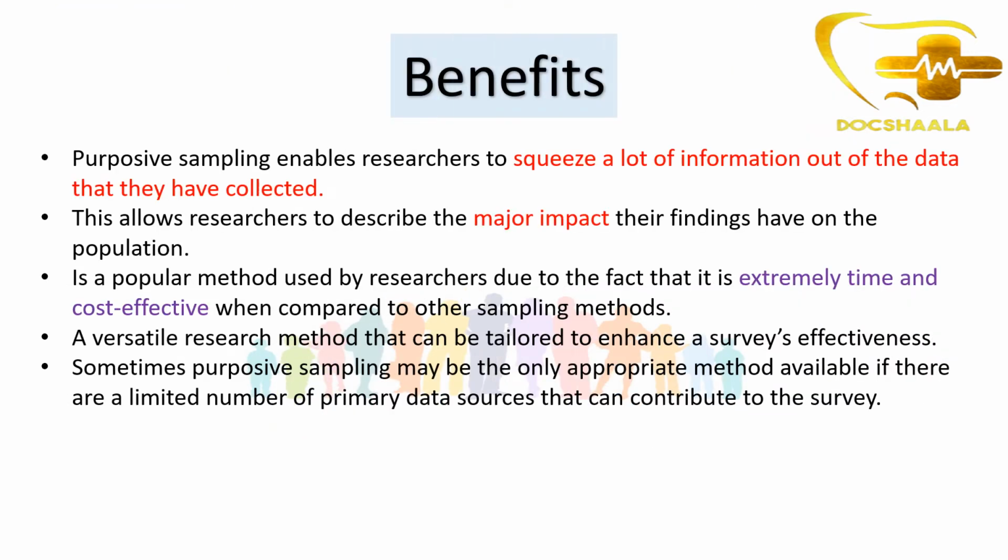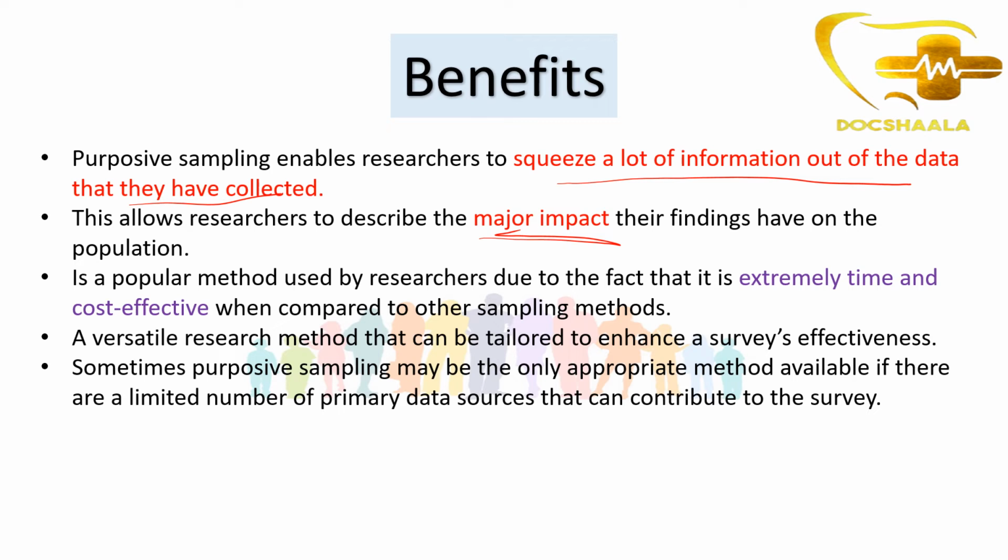Benefits of purposive sampling. Purposive sampling enables researchers to squeeze a lot of information out of the data that they have collected. Of course, they have selected a particular sample of their own choice, right? So from that we can easily derive the data that we need from that sample in a very short span of time. So this allows researchers to describe the major impact their findings have on the population.